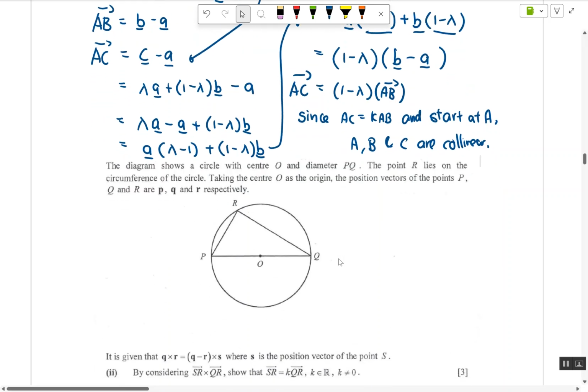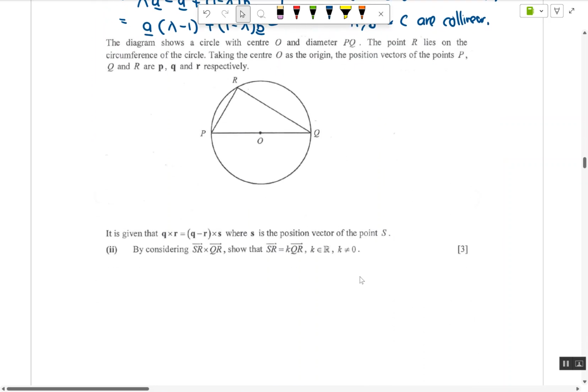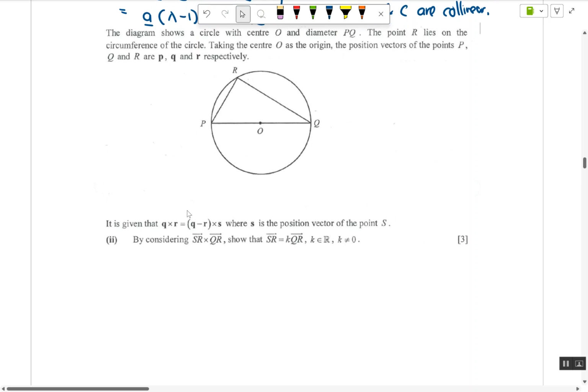Okay? The diagram shows a circle with a diameter this. R lies on the circumference of the circle. You will realize that actually this part doesn't use anything of this part. This is part 2. There's a part 1. I erased it away because I feel that it might be too hard.